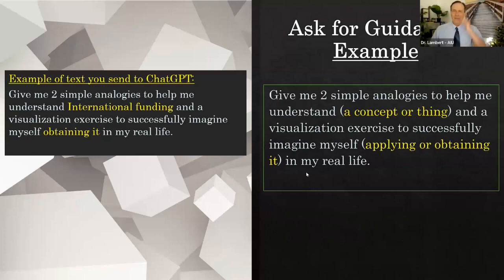Okay, so let's look at an example. You could say, give me two simple analogies to help me understand a concept, right? For example, one time I asked it to give me two analogies. In this course, Critical Thinking, there's a topic where you have to identify errors and problems in the logic of a certain explanation. It's called detection of errors, fallacies. And so I said, give me two analogies to understand this detection of fallacies.